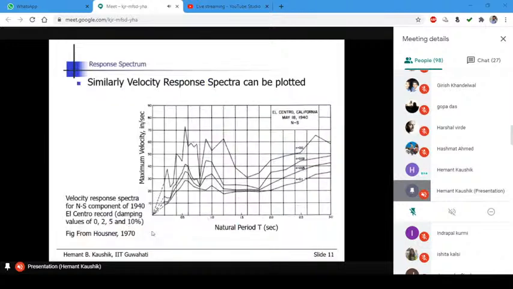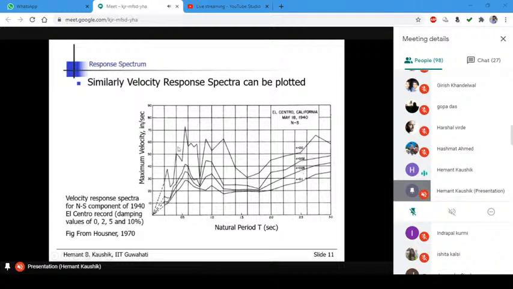Now, that is how we are actually plotting here the velocity response spectra. Now this is the spectral velocity, not the pseudo spectral velocity, but we can even plot it. So this is for El Centro earthquake. This x-axis is the natural period of vibration, y-axis is the maximum velocity. Okay, so you can see the spectra for different values of damping here. So obviously when you increase the damping, the response reduces. So that is what is shown here.